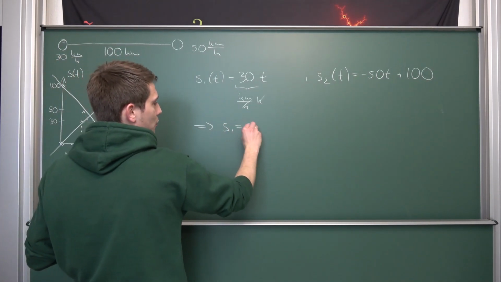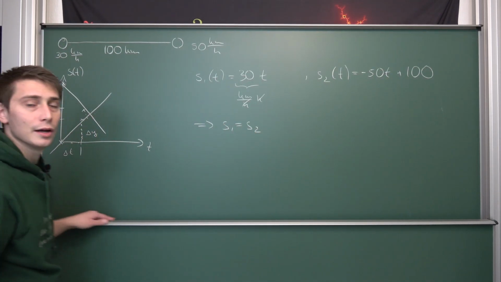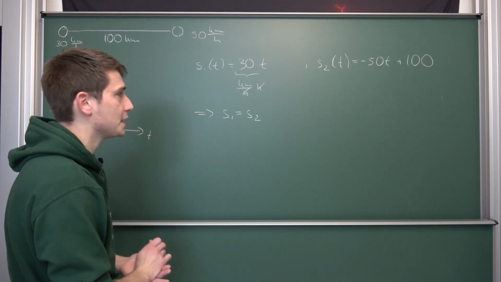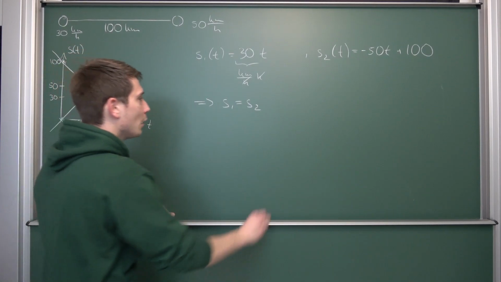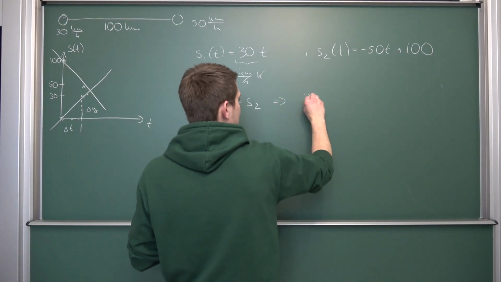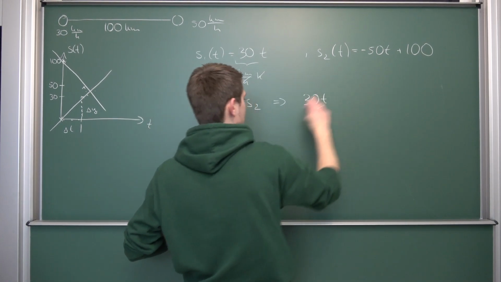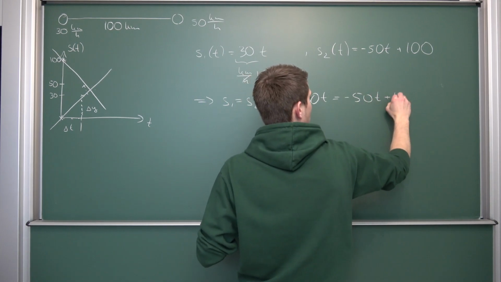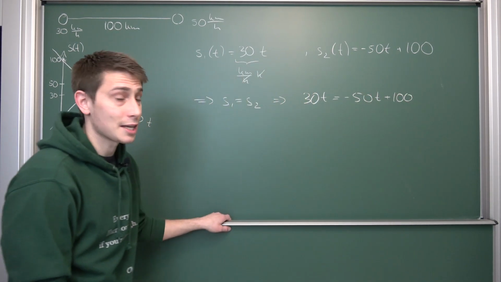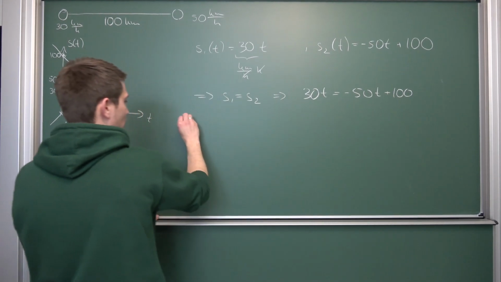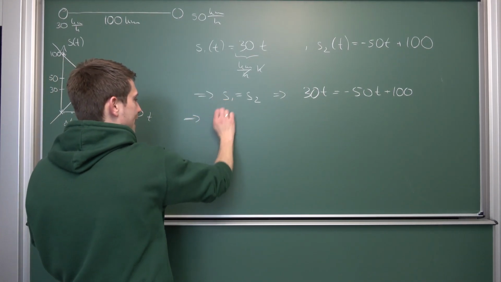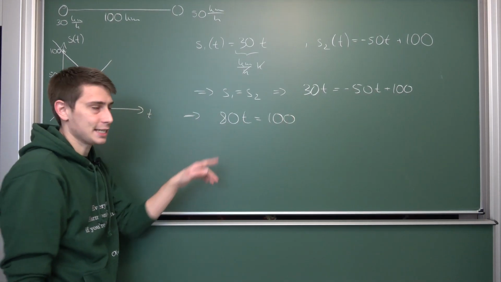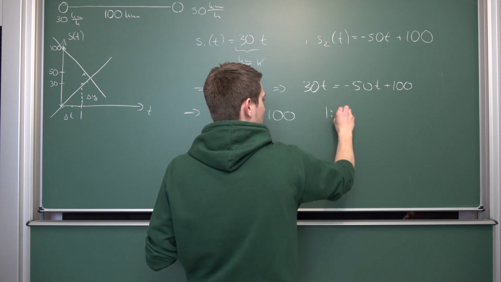So S1 being equal to S2, giving us in the process our intersection, basically, the time it takes for the two objects to meet in the middle somewhere. If we equate both, we get 30t, just plugging those equations in respectively, equal to negative 50t plus 100. Now we can start solving for t: we can add 50t on both sides, leaving us with 80t being equal to 100. And since 80 is not equal to 0, we can divide both sides by 80.